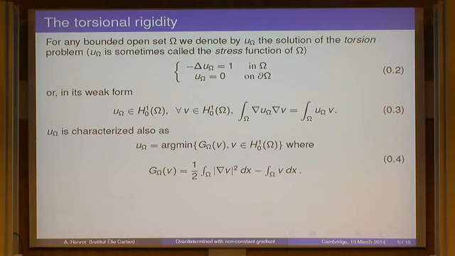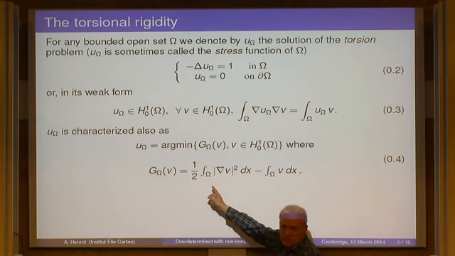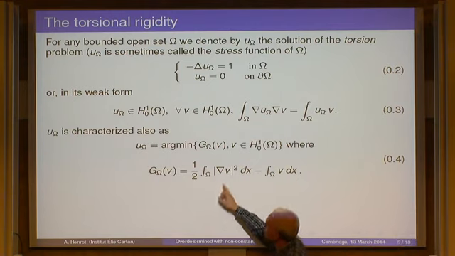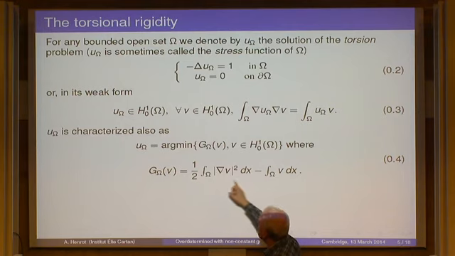And it's well known also that you can characterize this u omega as the minimum of this natural energy associated to the problem. So u omega is precisely the function v in H10 which minimizes this quantity.